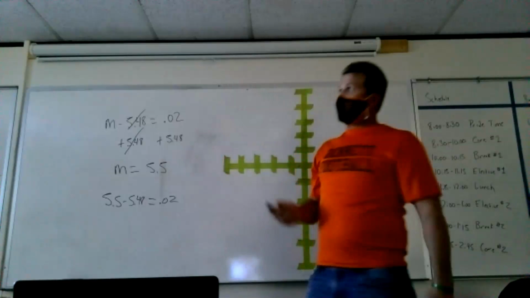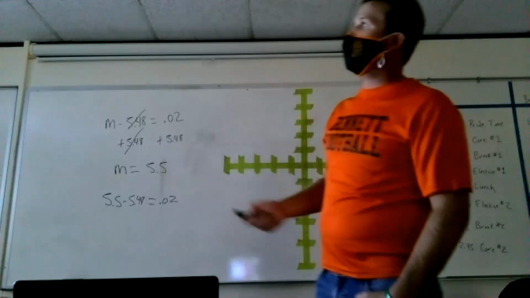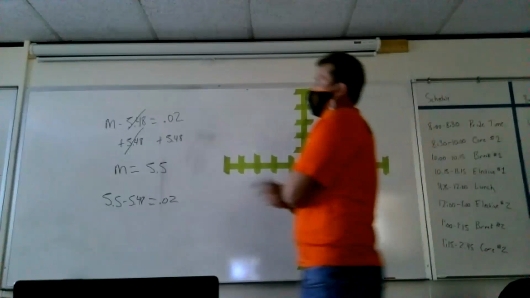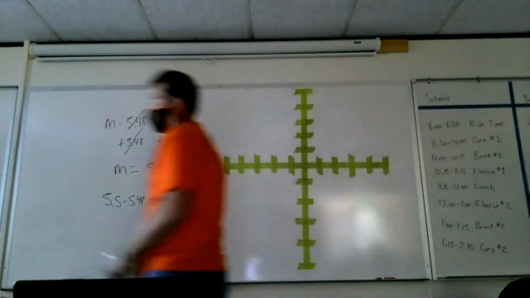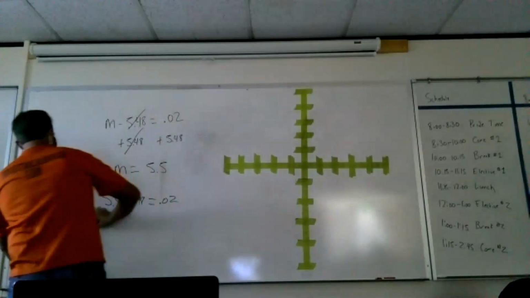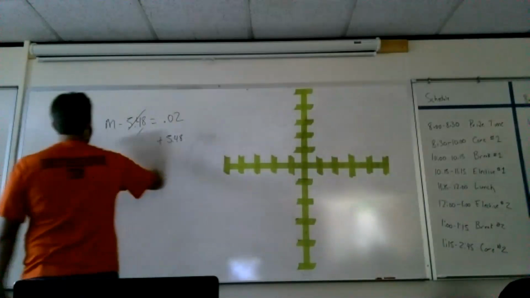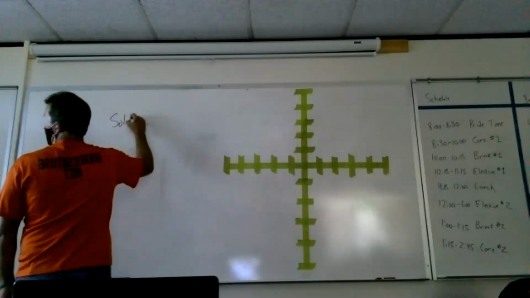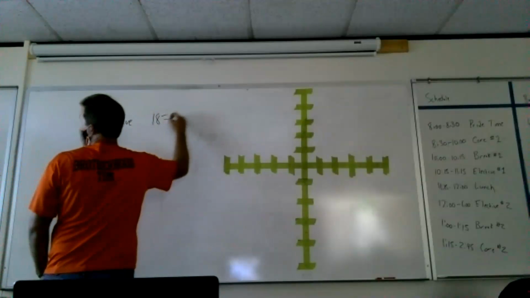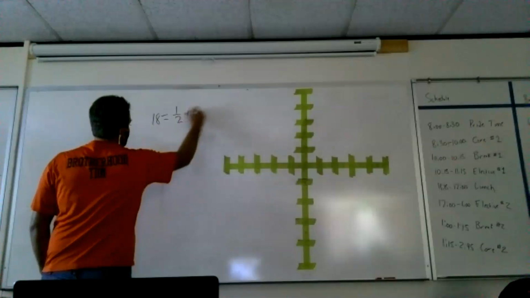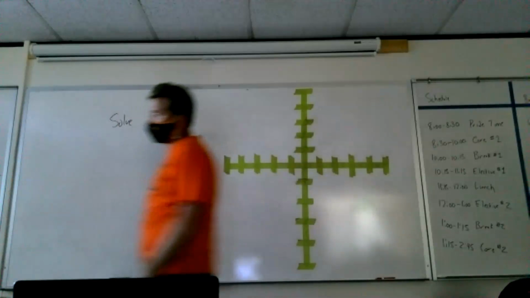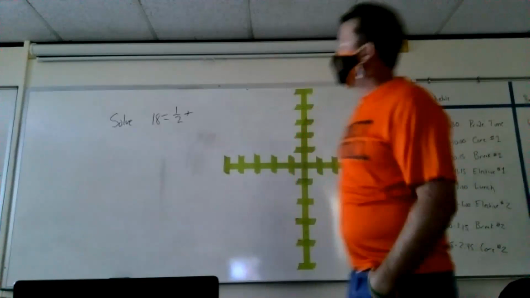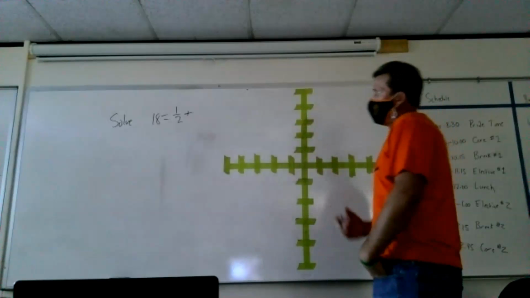So m is equal to 5.5, and you should be able to see their reasoning and the checks on that PDF that I attached. So we are good with the solution of 5.5. And the next one, example 4, letter B, gives us that we are to solve 18 is equal to 1/2 times t.